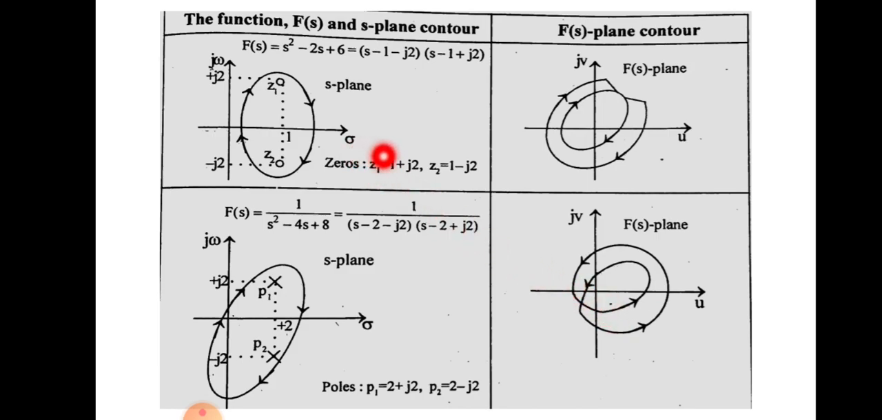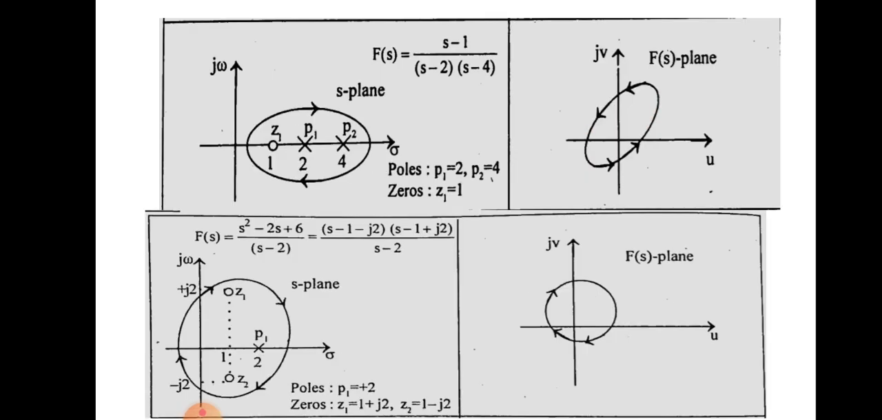If the function has zeros only, and those zeros lie in the right half of the s plane and are enclosed by the s plane contour, then the corresponding f of s plane contour will encircle the origin in the clockwise direction 2 times.